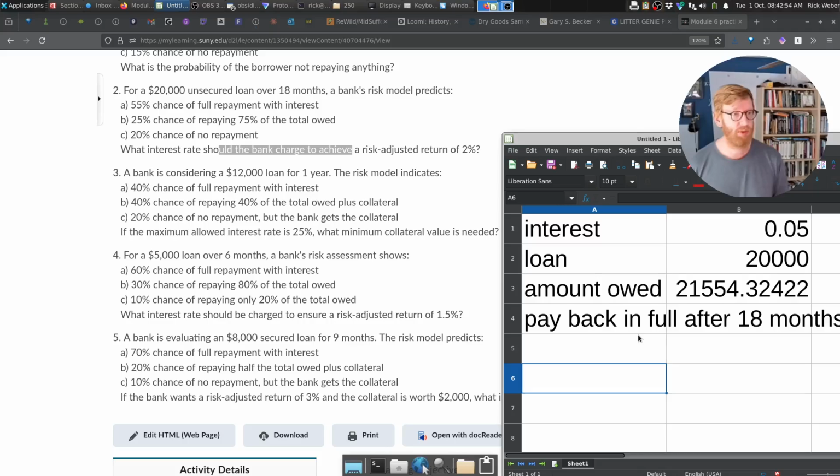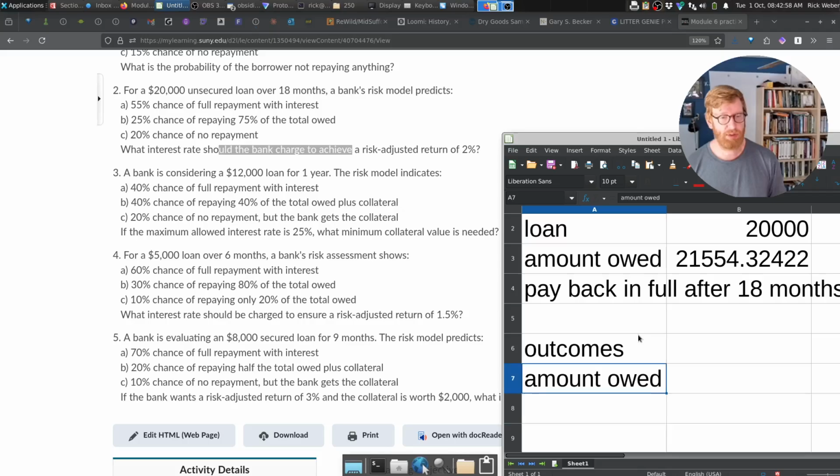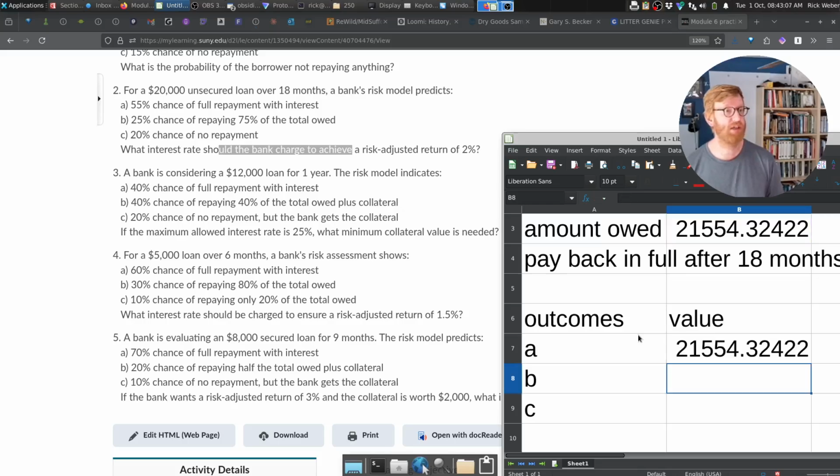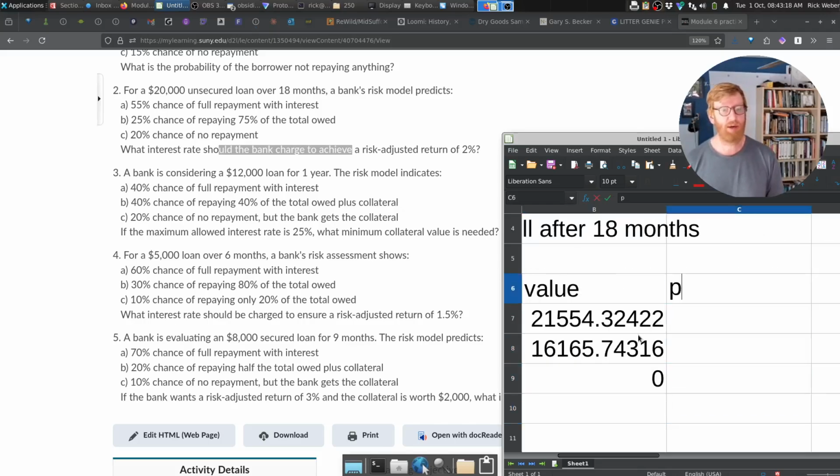All right, so let's consider our possible outcomes. A, B, and C. So our value of outcome A is going to be whatever this is. Outcome B is going to be 75% of the total owed. And then outcome C is you get paid 0. And then our probability for each of these, 55, 25, 20. All right.